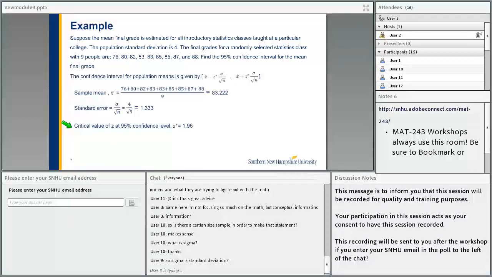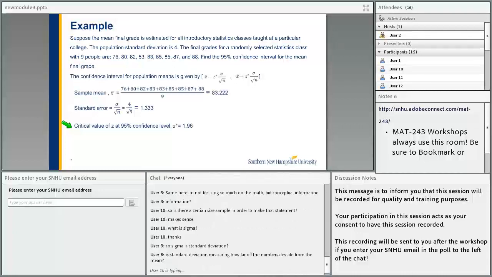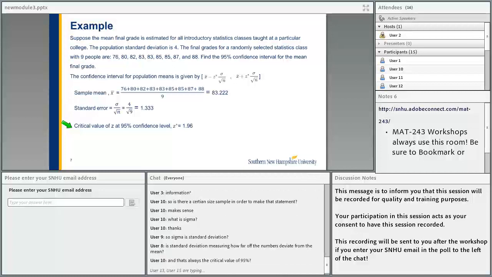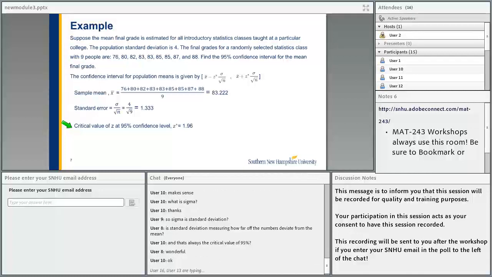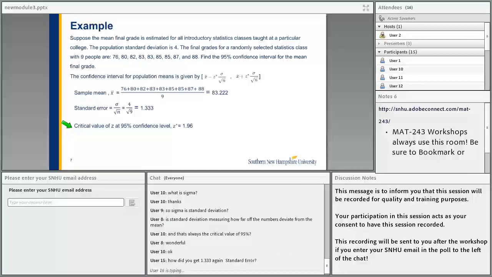So for 95% confidence interval, the z critical value is 1.96. Yes, that's correct. The standard deviation tells you how far off the values are, how dispersed the values are, or how scattered the values are from the mean. Yes, the critical values are the same. They will not change. So for 95% confidence interval, the critical value will be 1.96.